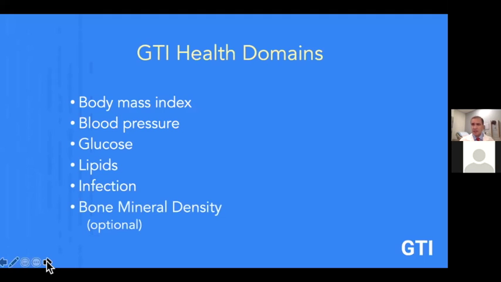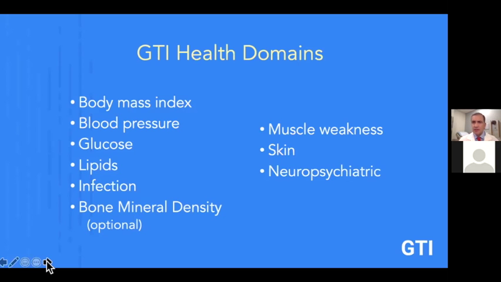Bone mineral density can also be used as part of the GTI. The data are collected through a DEXA scan. This is optional as a domain to be measured in the GTI. And then finally, three things that require the clinician investigator to consider face-to-face with the patient. Is the patient weak? Does the patient have proximal muscle weakness? That's a very easy thing to test clinically.